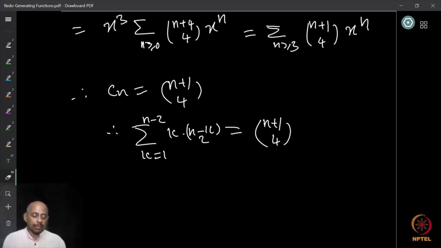So, summation k equal to 1 to n minus 2, k into n minus k choose 2 is equal to n plus 1 choose 4. So, I can solve this summation now also. I get a closed formula for the summation, which otherwise would be much more difficult to come up with. Okay, so you can try this without using generative function if you want. And similarly, the product actually helps to compute these things easier. If you had this summation, then using the generative function method would be slightly more difficult.